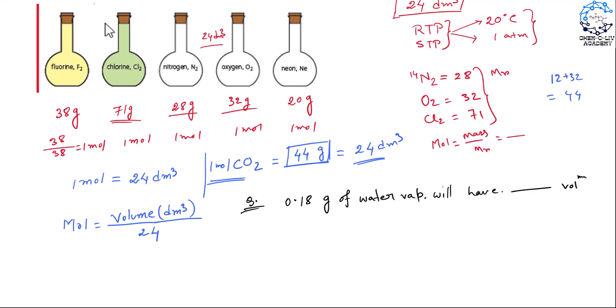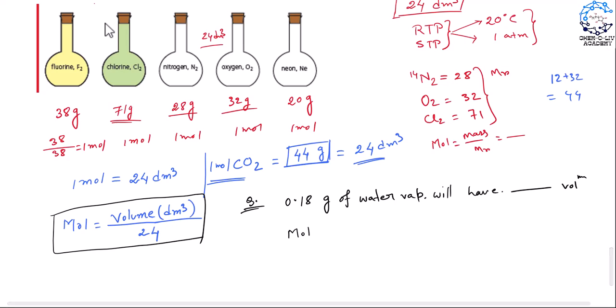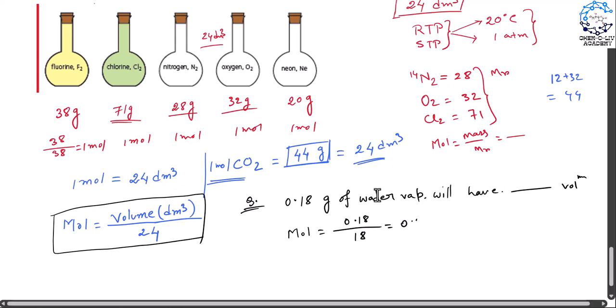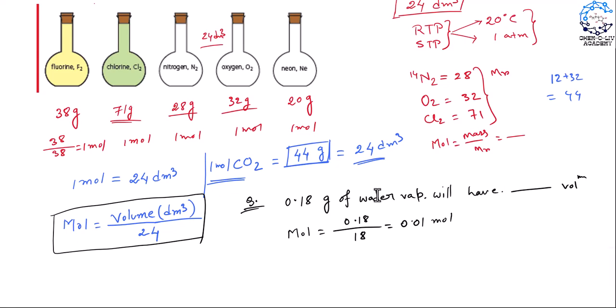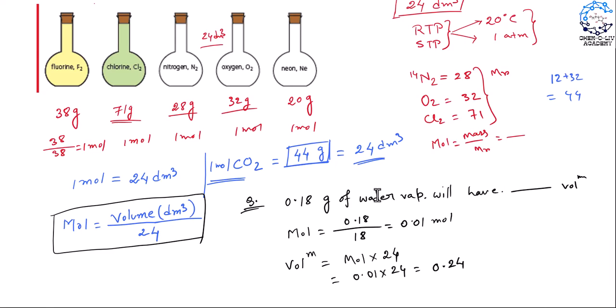So looking at the formula, I need to find the volume of the gas. So I need the mole. I can calculate mole from the mass of the gas, 0.18 divided by 18. So it will be equal to 0.01 mole. So now we got 0.01 mole. Let's put it in this formula. So volume equals mole times 24. So now mole we got 0.01 times 24. So it will be equal to 0.24 decimeter cube.